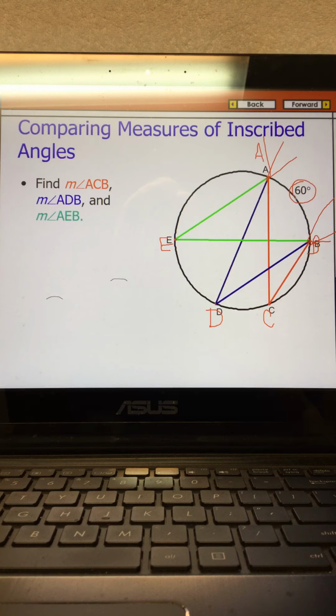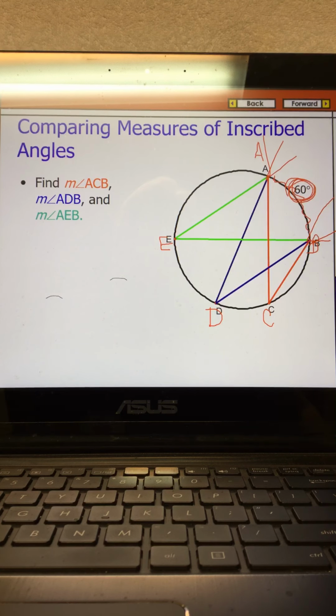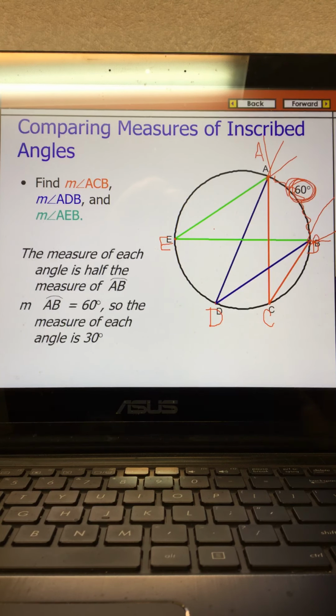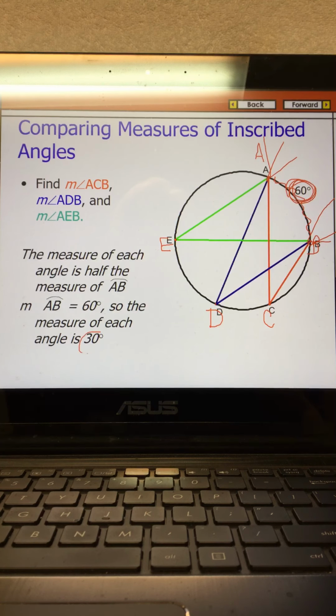If you notice, all of these angles are intercepting this same arc that measures 60 degrees. So what are the angles going to measure? They're going to each measure half of 60. So that would mean each of them would have to measure 30 degrees.